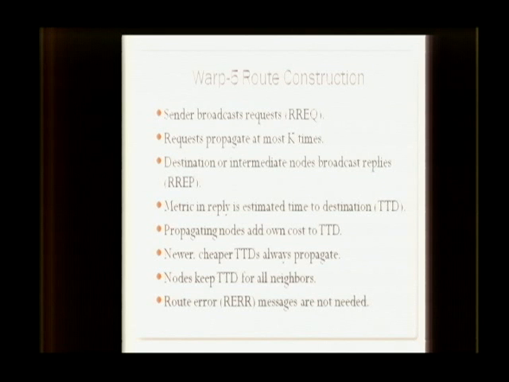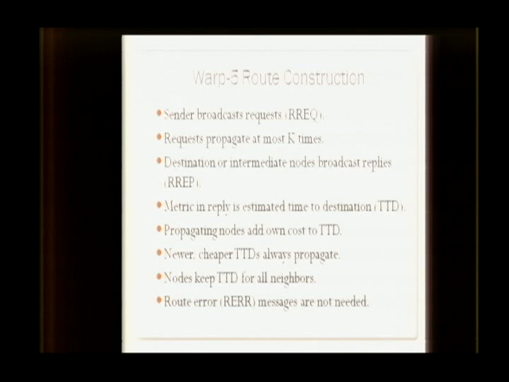The newer and cheaper time to destination estimates always propagate, which makes sense. If you have new information, even if your old information was fine, newer information is always better than older information, and within the same time frame, shorter information will get propagated ahead, where longer times will not get propagated. Nodes keep a time to destination for all neighbors.